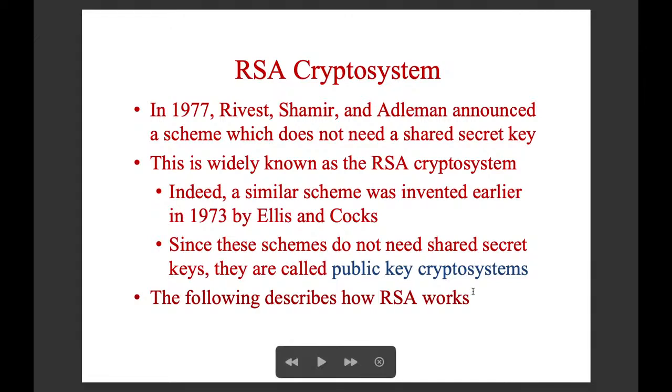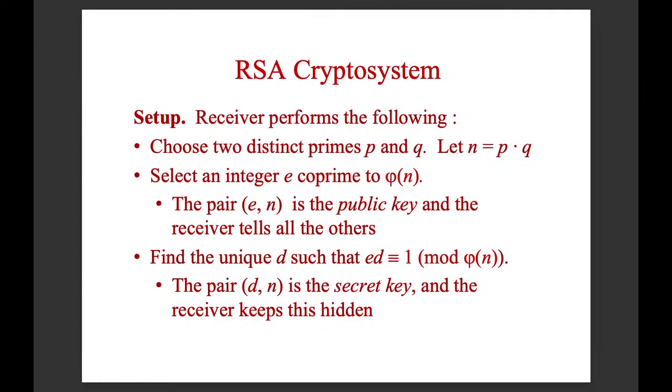Okay, this kind of system does not need secret sharing of a key, so we call this a public key crypto system. Okay, so how does this work? This is the purpose of today's lecture. To apply this RSA Cryptosystem, we need to do some preparation first. We call this the setup phase. In the setup phase, the receiver who wants to receive a message will do the following.